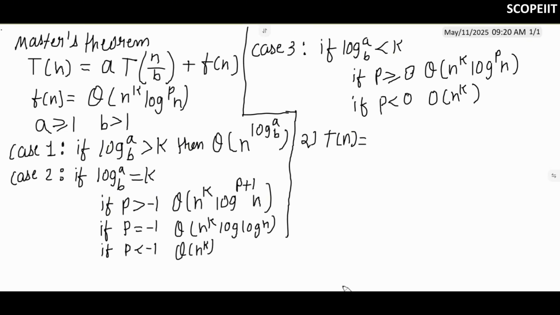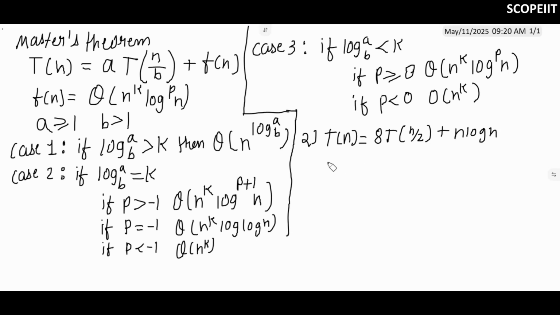Now let us take one question with log. So that even your log concept will be clear properly. T of n is equal to 8T in bracket n by 2 plus n log n. Okay. Now here again if you take what is your a value, your a is 8. Okay. And what is your b value? So your b is 2.